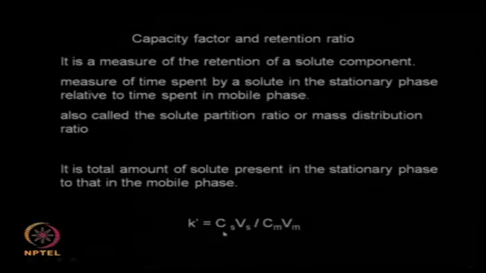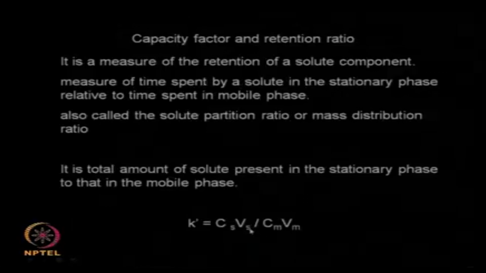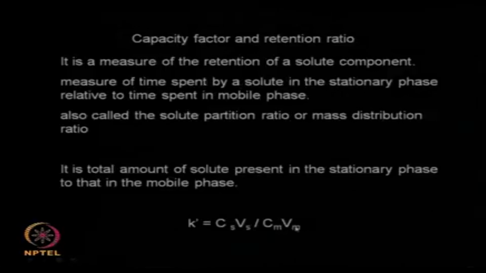So capacity factor is given by this particular formula. S relates to the stationary phase and M relates to the mobile phase. So it is the total amount of solute present in the stationary phase divided by the total amount of solute present in the mobile phase. How do you calculate total? Total is nothing but concentration into volume, that is why you have Cm into Vm. This is the total amount present in the mobile phase, this is the total amount present in the stationary phase.